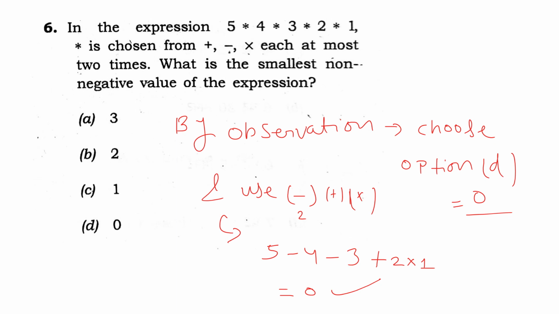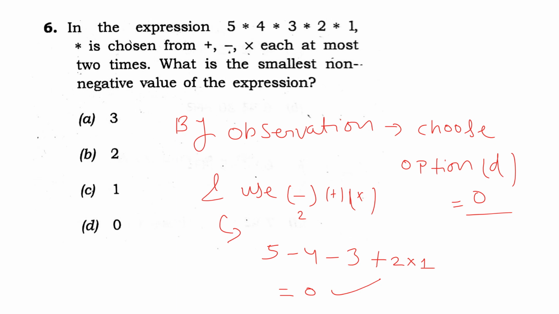Second question. In the expression 5.4.3.2.1, each dot is chosen from plus, minus, multiply, each at most 2 times. What is the smallest non-negative value of the expression? So by observation, we choose option D because we need the smallest non-negative value of the expression and apply some basic operations.